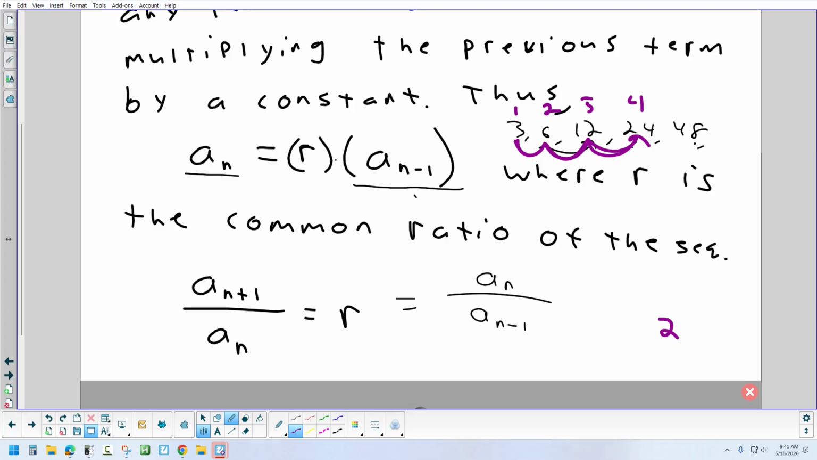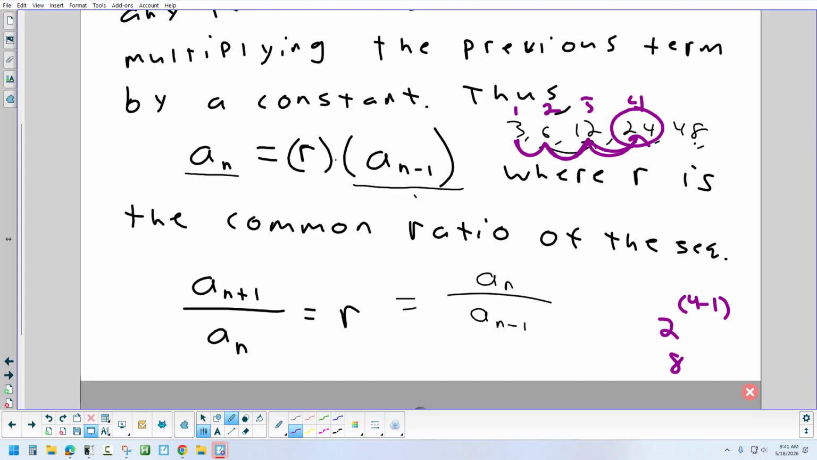Let's raise 2 to the power. We're trying to get to the 4th term. If we raise 2 to the 4 minus 1 power, we get 8. We're supposed to get 24. So raising r to the n minus 1 power is only part of it. There's one other thing we have to do. Anyone have a guess what else we have to do?